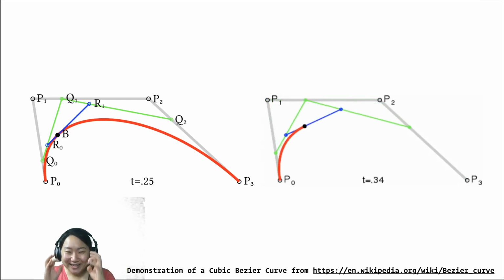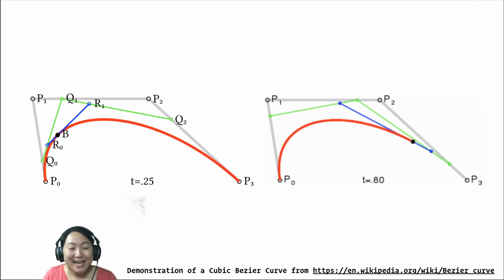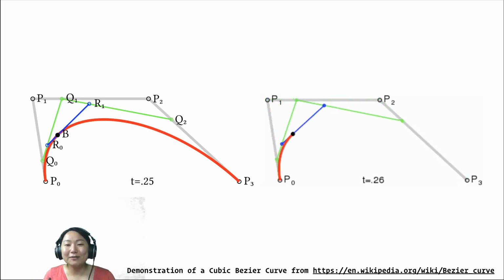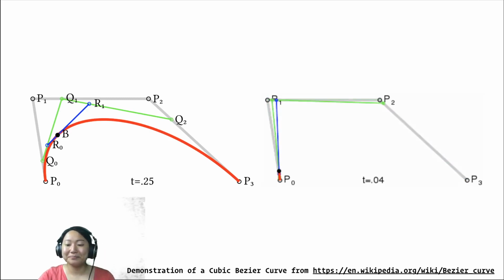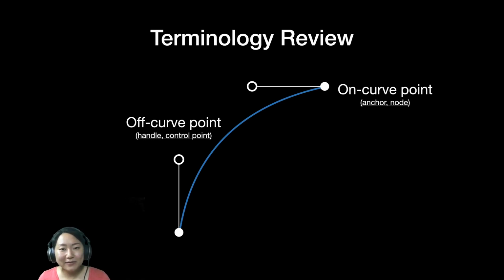So without getting too much into the specifics, just know that Bezier curves are drawn because there's a mathematical calculation that is happening based on the nodes that are drawn. And just for a little bit of terminology, an on-curve point is often called an anchor or a node, and an off-curve point is often called a handle or a control point. For the sake of simplicity, I'll just say on-curve and off-curve.